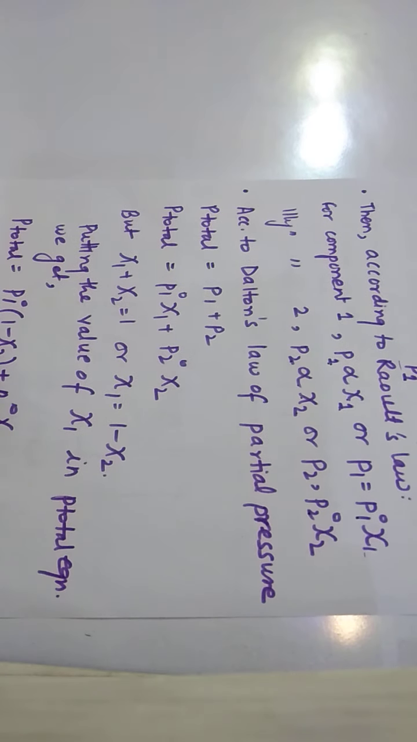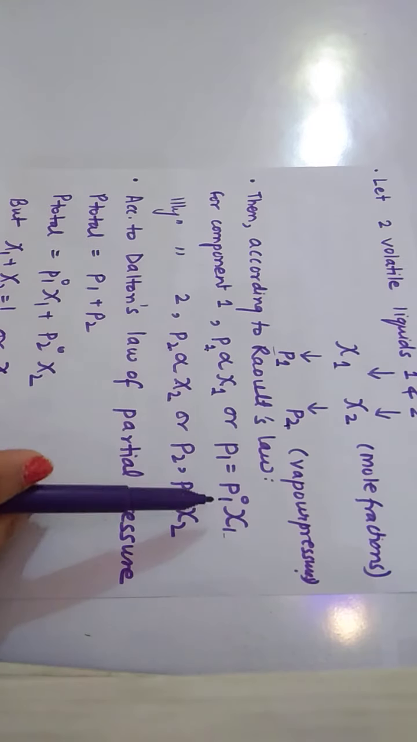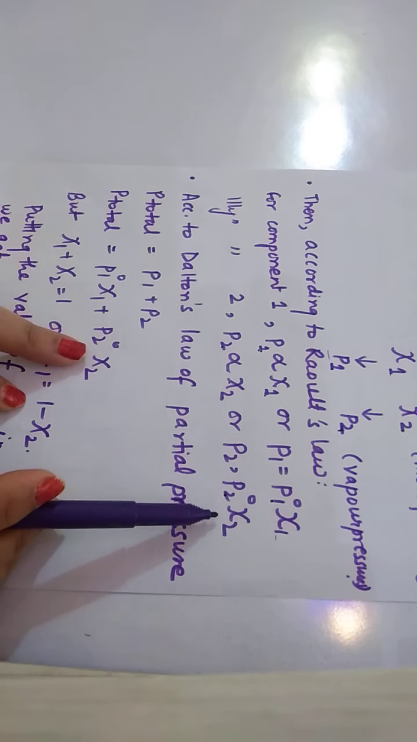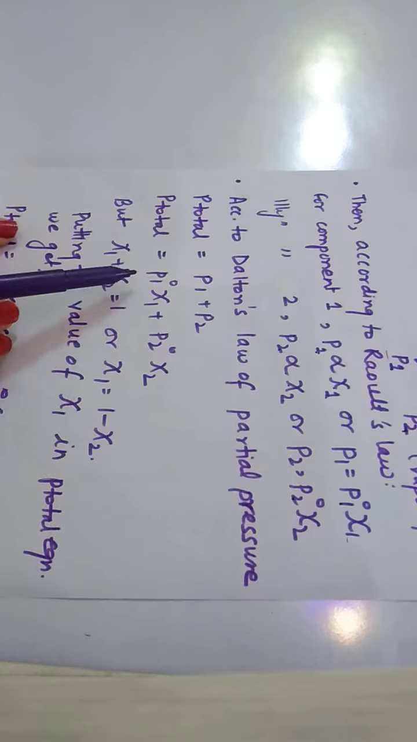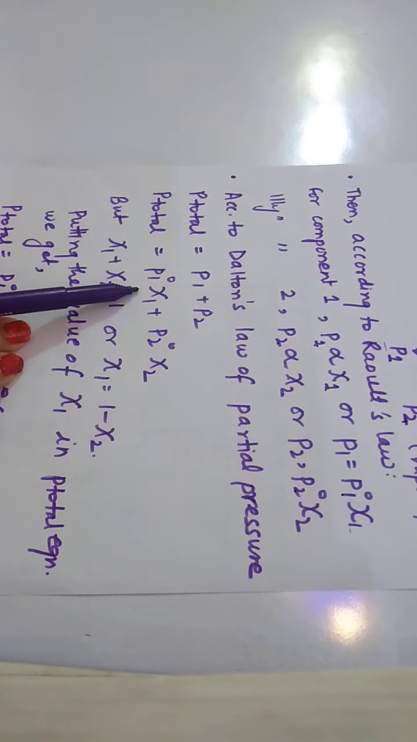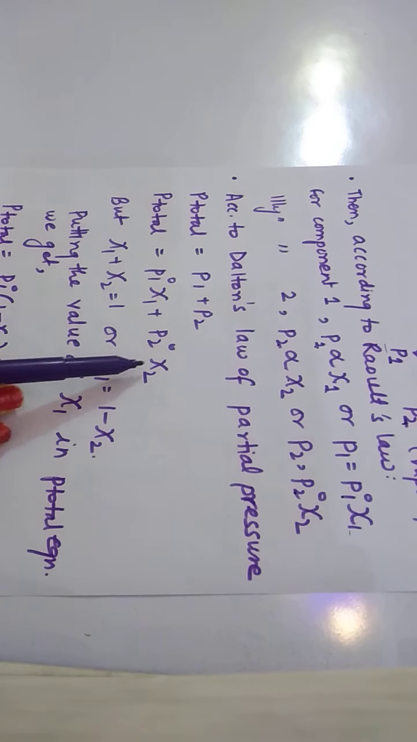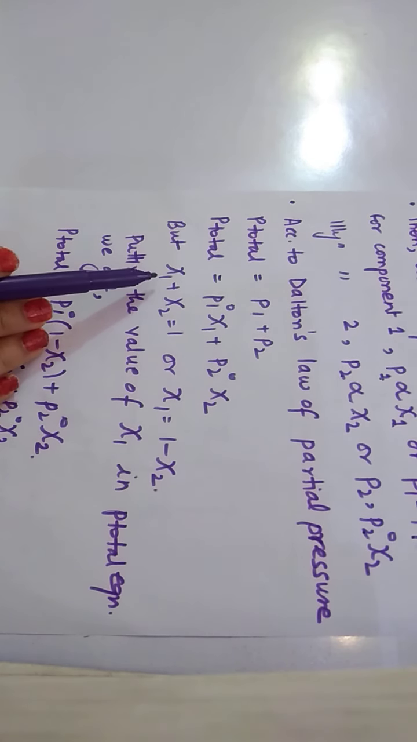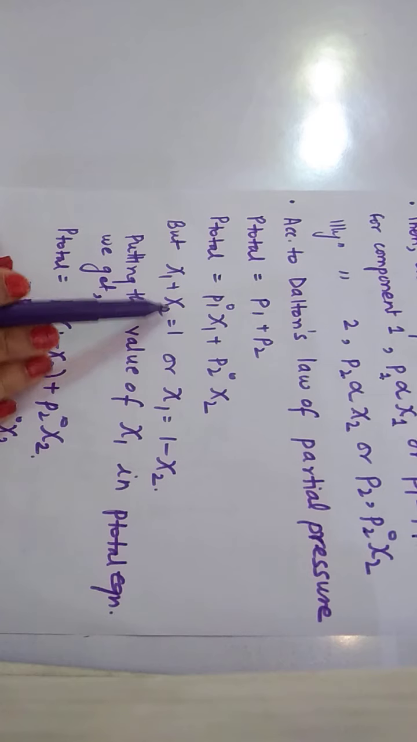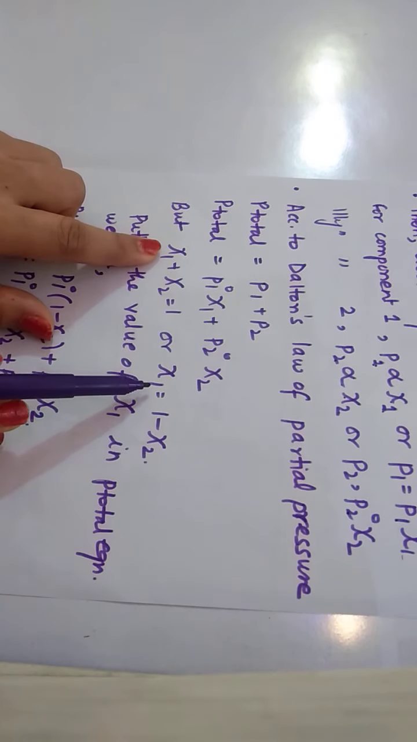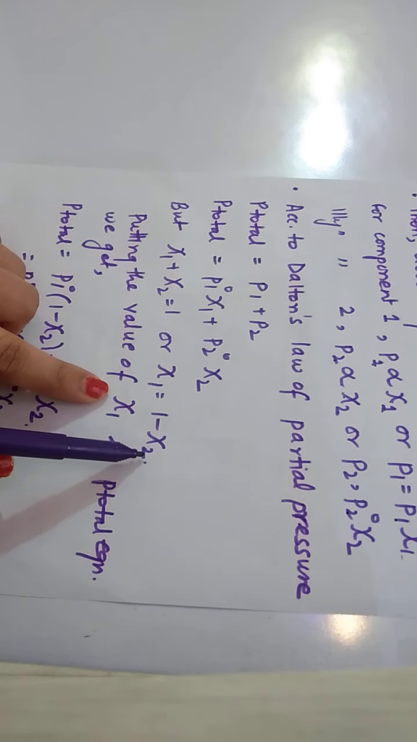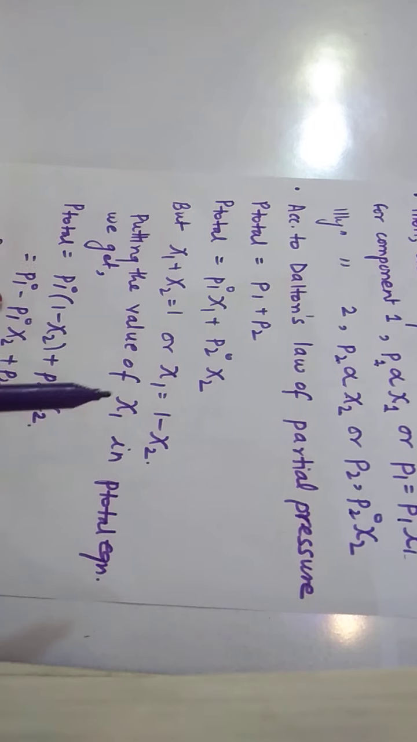And we know that P1 is equal to P1 naught x1 and P2 is equal to P2 naught x2. So P1 plus P2 becomes P1 naught x1 plus P2 naught x2. And we have already studied that mole fraction of 1 plus mole fraction of 2 is equal to 1. So what will be the mole fraction of 1? Mole fraction of 1 will be 1 minus the mole fraction of the second component.